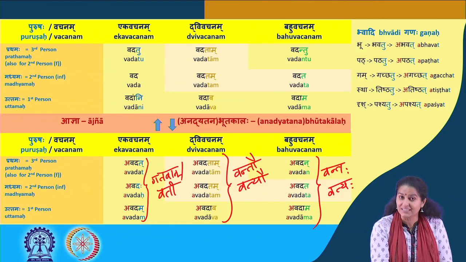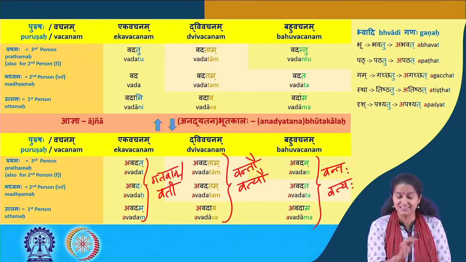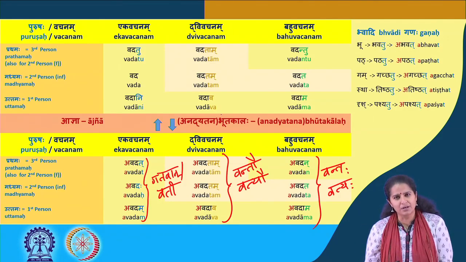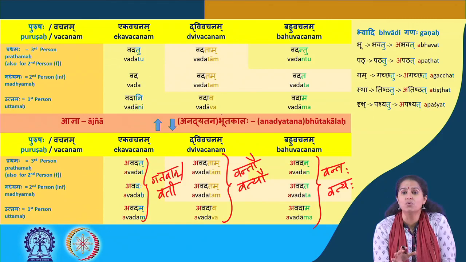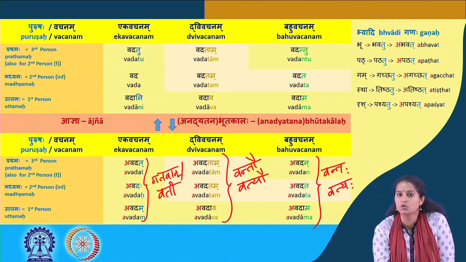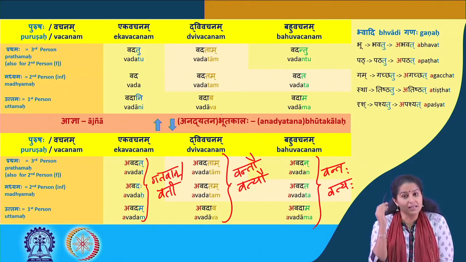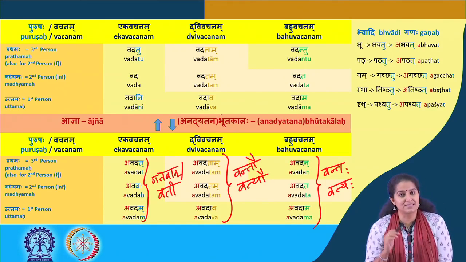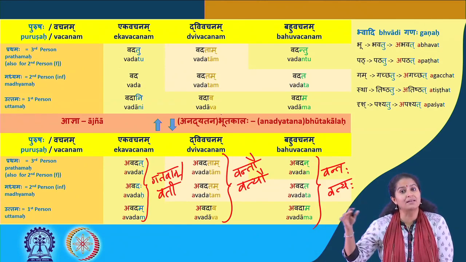Next, vada, vadatam, vadata, vadani, vadava, vadama. And like we've been doing with the verbs earlier on also, what we need to always bear in mind is the entire grid of the subjects, because the subjects are not being articulated, yet in your mind you have to hold the subjects clearly in order to ensure that the rest of your sentence is correct.